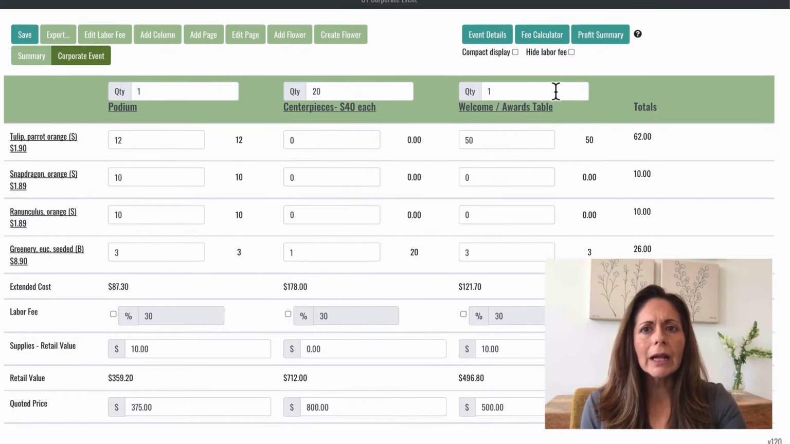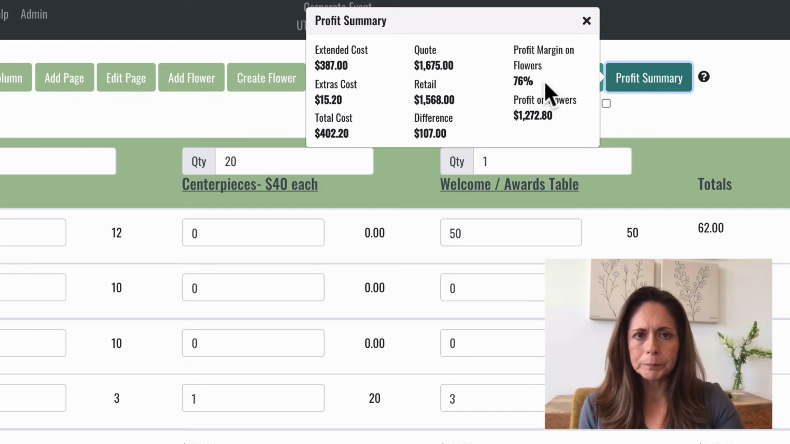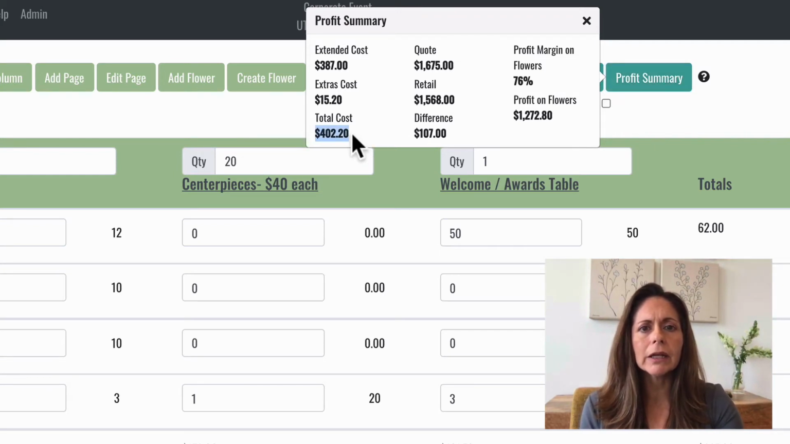So what I want to look at is my profit summary. I'm going to pull that up real quick, and I'm going to see that right now I am making a 76% profit margin on these flowers. So the cost of my flowers in total, with all the extras included, is $400.20. You can see that right here.